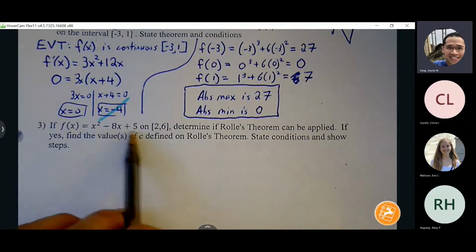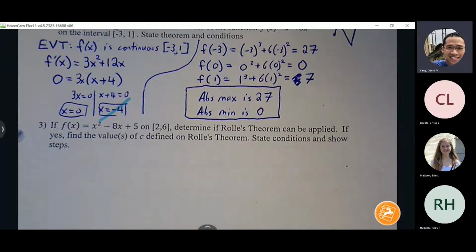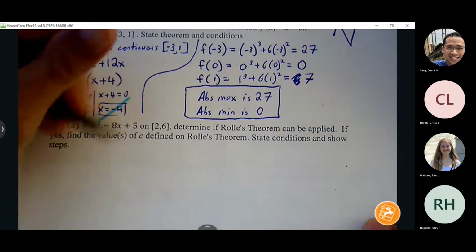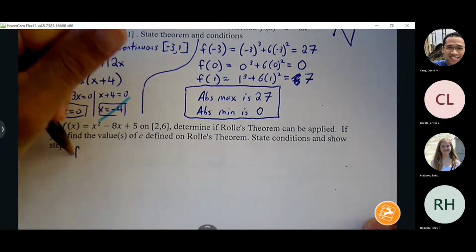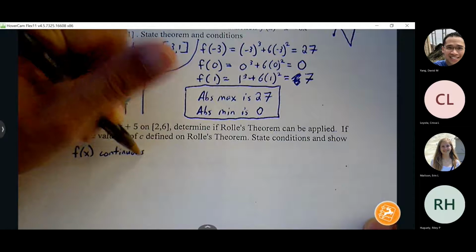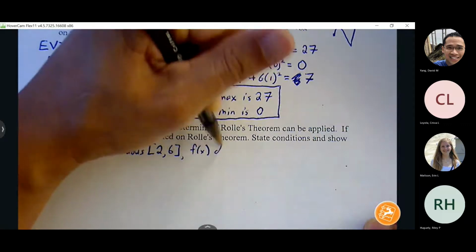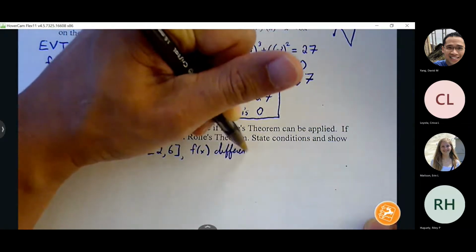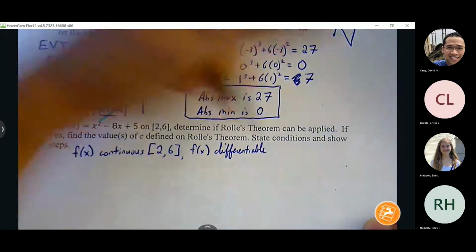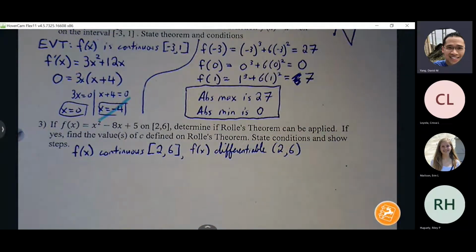But the nice thing is this is a polynomial. There's no denominator to worry about. Our function is continuous and differentiable, guaranteed for the entirety of the domain, but we want to specify the interval. Okay, brackets for continuity, parentheses for differentiability.